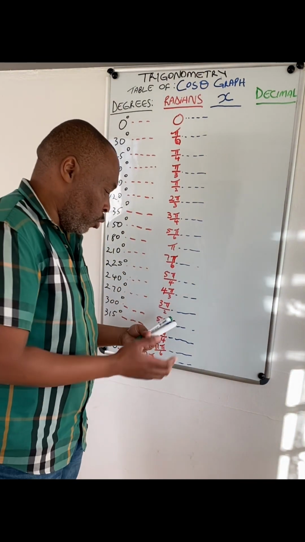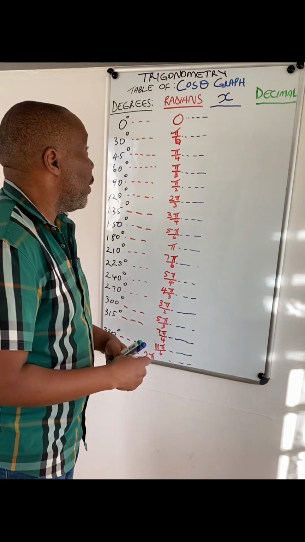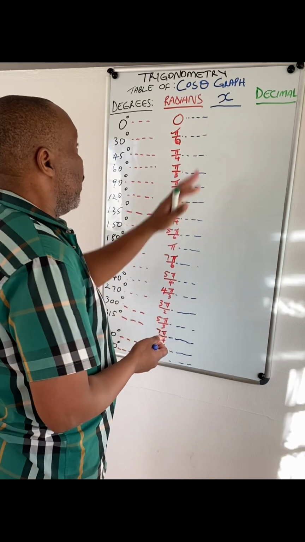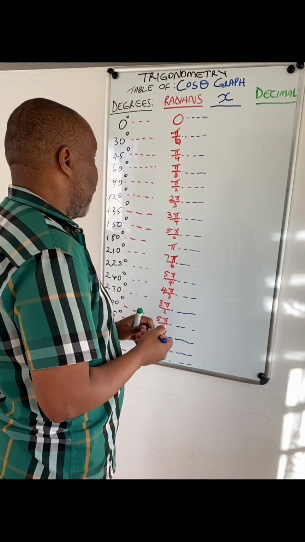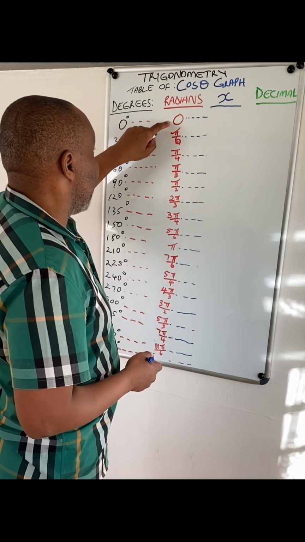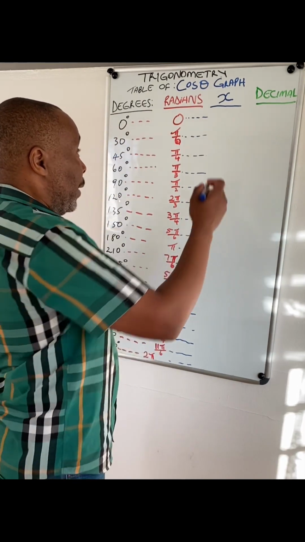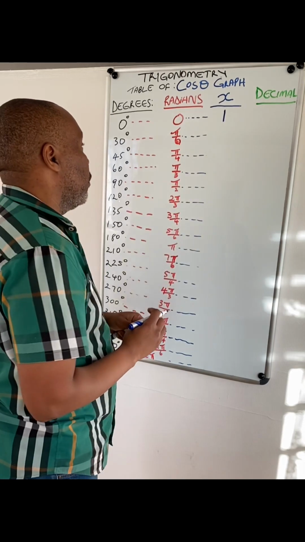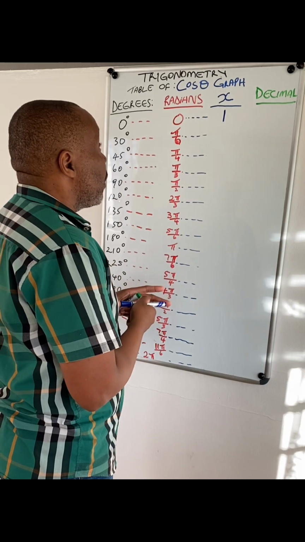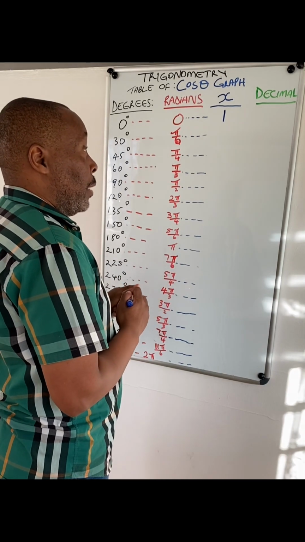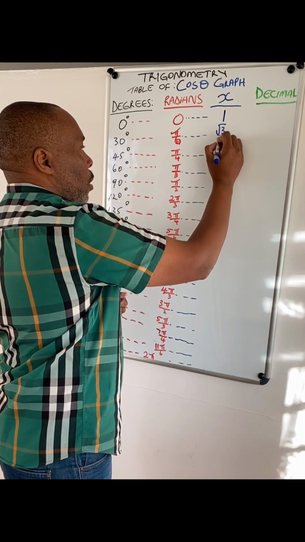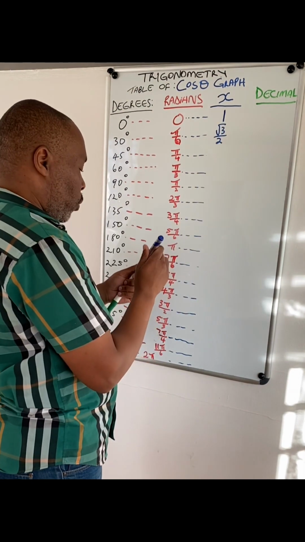Now let's get to this one. The values for x: at 0 degrees, when the radians are 0, the x value is 1. At 30 degrees, the x value was what? Root 3 over 2. Root 3 all over 2.